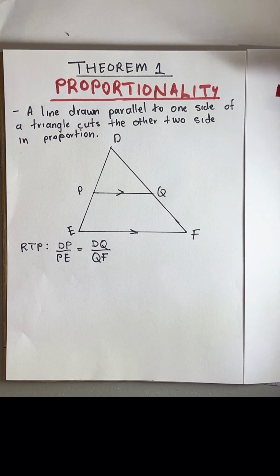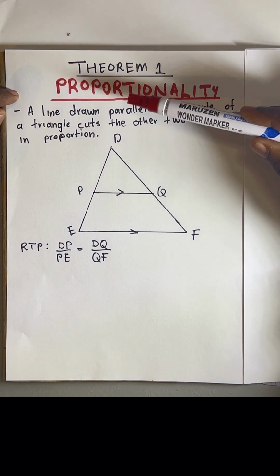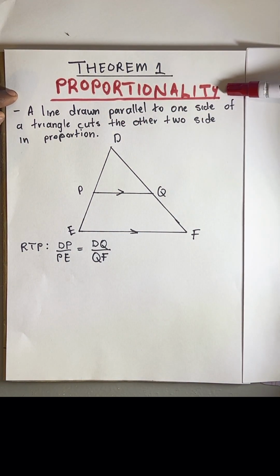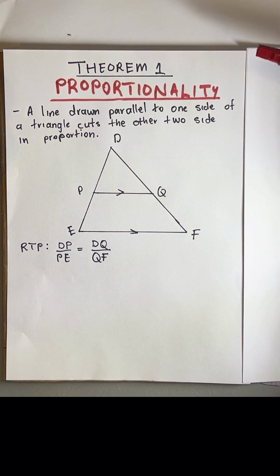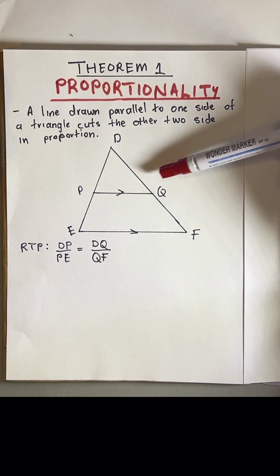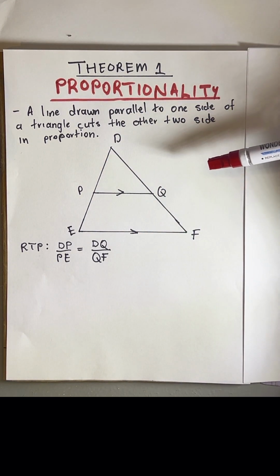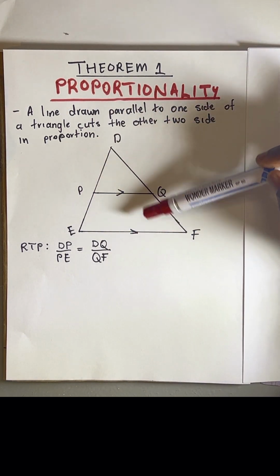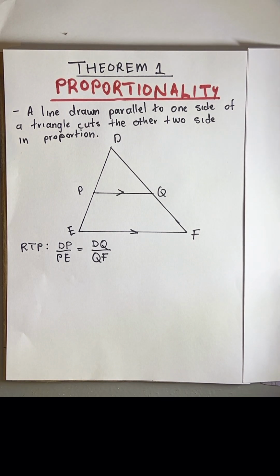According to the definition, it states that a line drawn parallel to one side of a triangle cuts the other two sides in proportion. This means that if this line is drawn parallel to this other side of the triangle, it is therefore going to cut these two sides in proportion. So that's what the theorem of proportionality states.